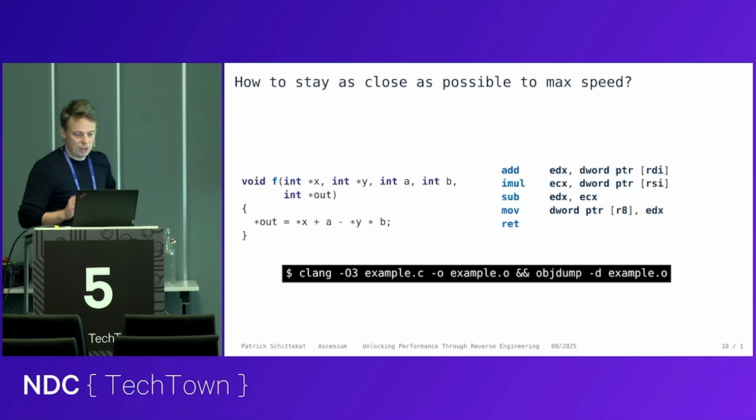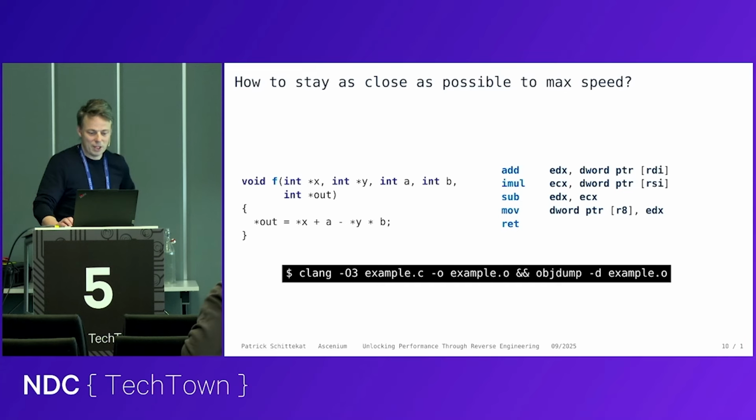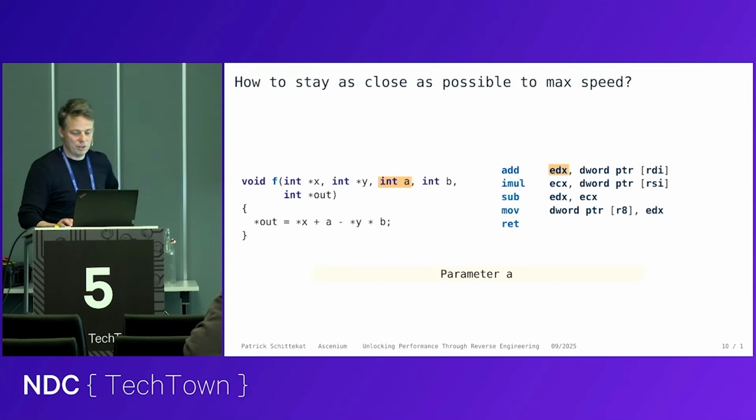So I have a small function. I don't know whether this is a useful function, but it fitted on 2 columns, and I also had the assembly in 2 columns, so I was happy with that. It multiplies, does an addition, and subtracts in the end and puts the result back in a memory location. This gives a relationship between the C code and the assembly code. Parameter A is in the EDX register. Parameter B is in the ECX register.